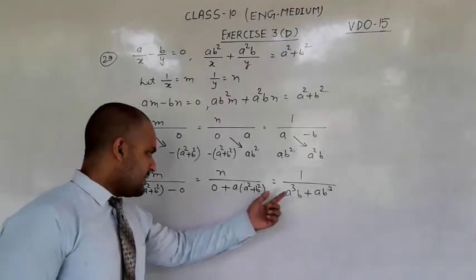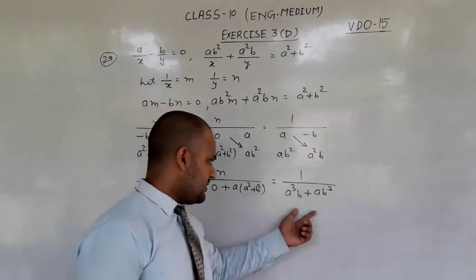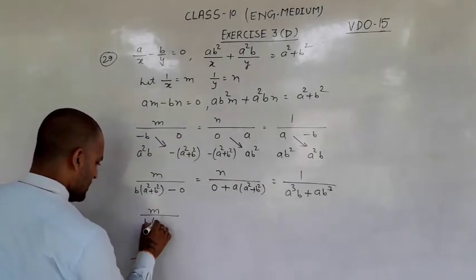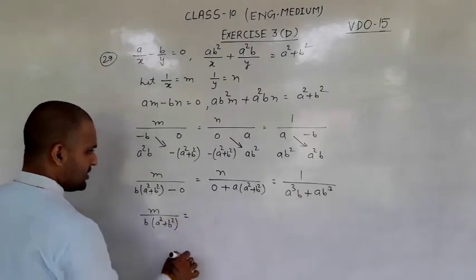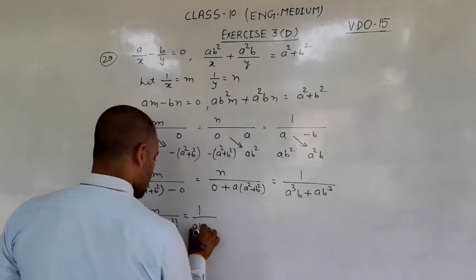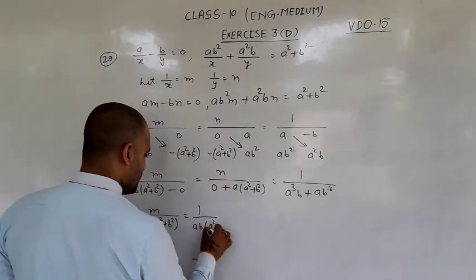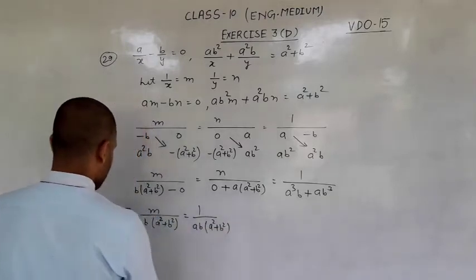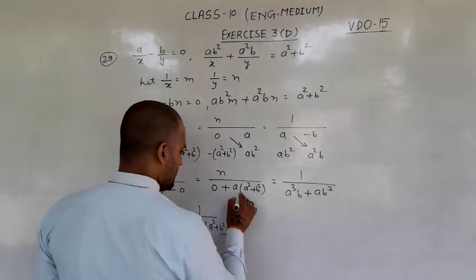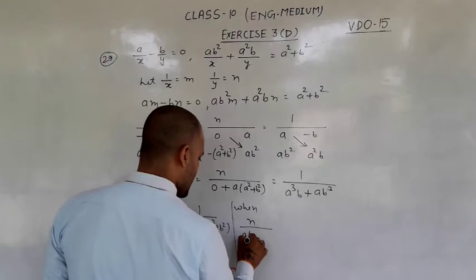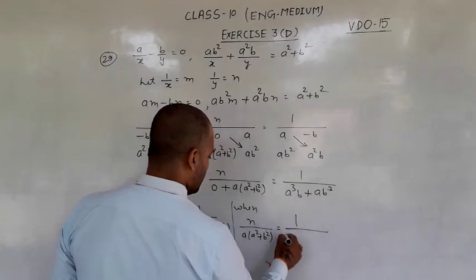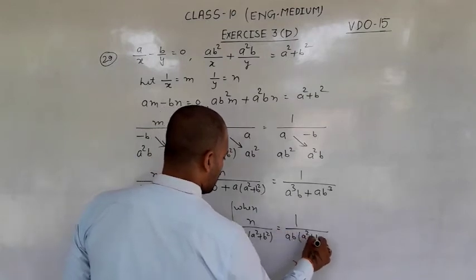Now we take this and this, and second, this and this. Now see, here m upon b a square plus b square is equal to 1 upon, here the common is ab, so that will be a square plus b square for m, and for n, that will be n upon a square plus b square is equal to 1 upon common ab, that will be a square plus b square.